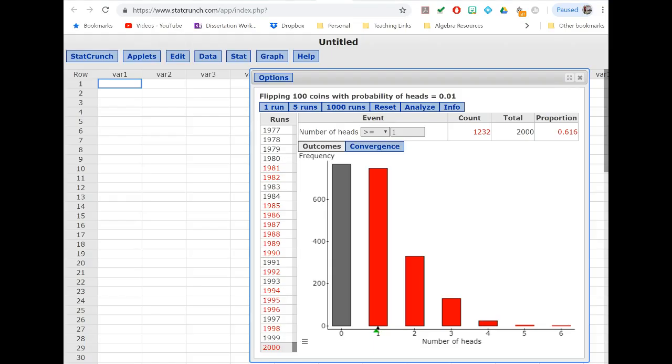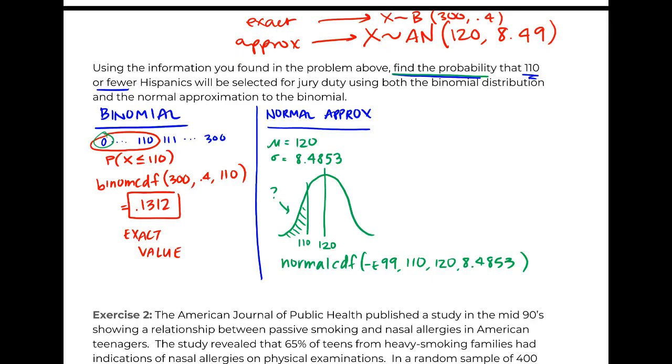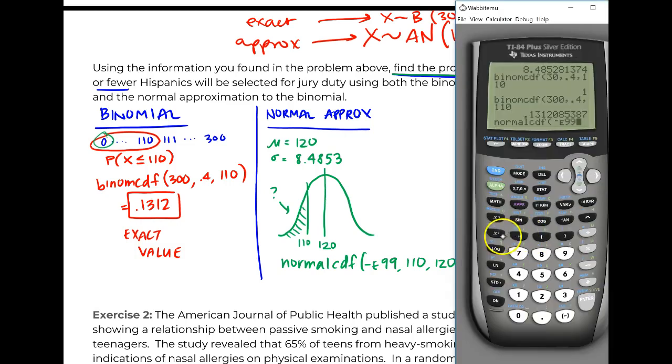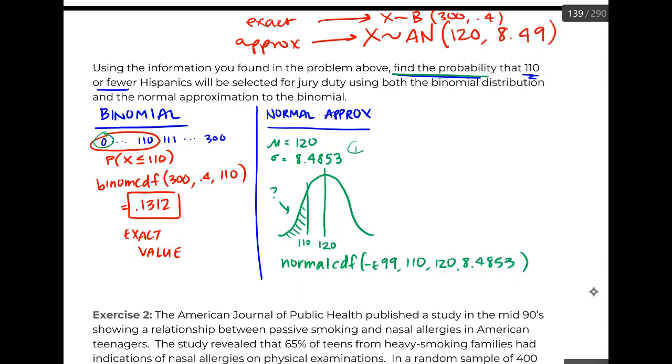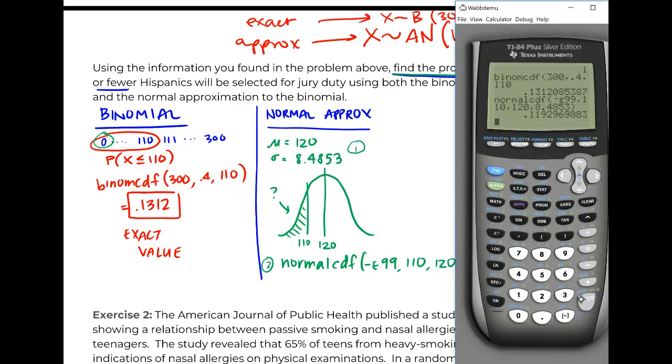Because what's going to happen is similar to what we saw here, whereas all that extra piece of this tail, if there is something past that limit of 0, is going to get lumped in there. So we actually do want to keep going forever and ever off to that side. So normal CDF, E99 up to 110 with our mean of 120 and our standard deviation of 8.4853. All right, so in your note cards, you might just want to have a thing. This is all about step 1 of finding the mean and standard deviation, step 2 of normal CDF. So we get 0.1193.